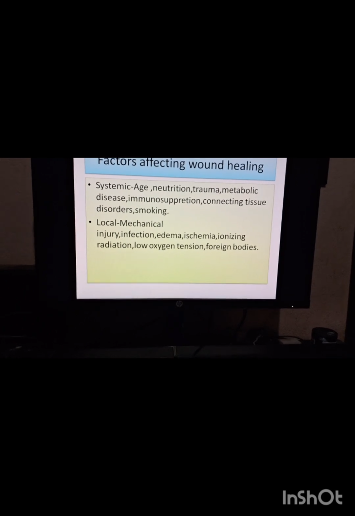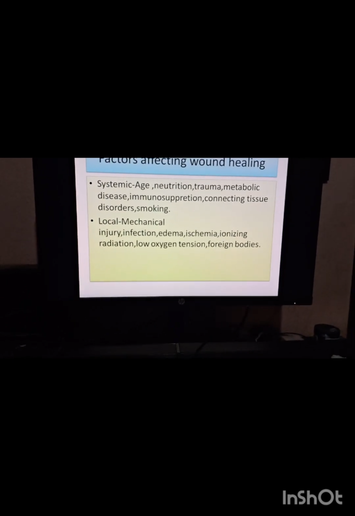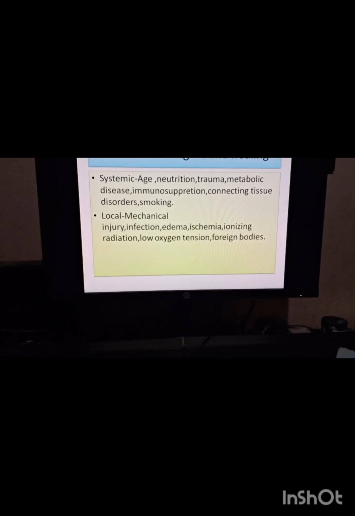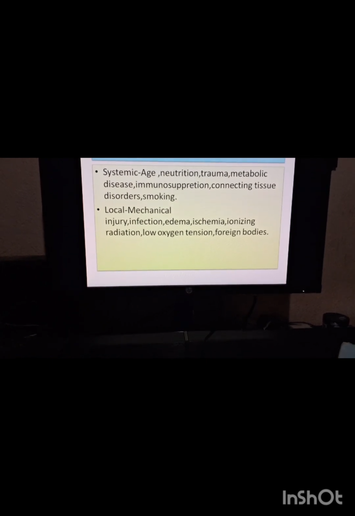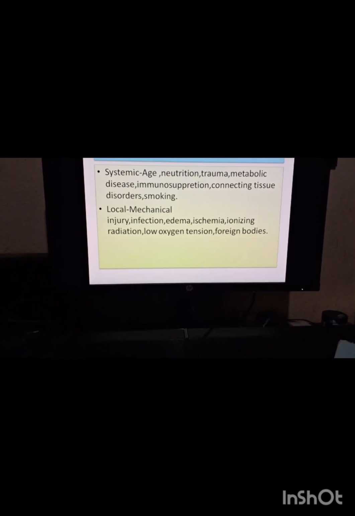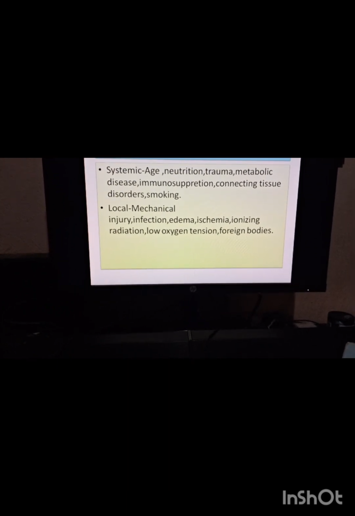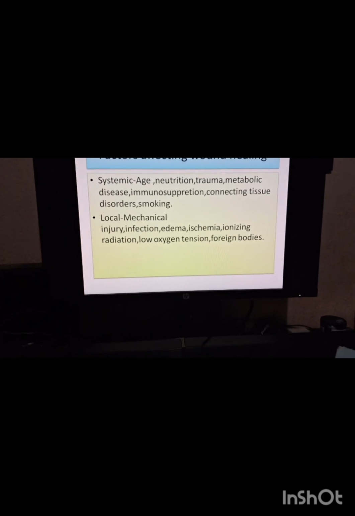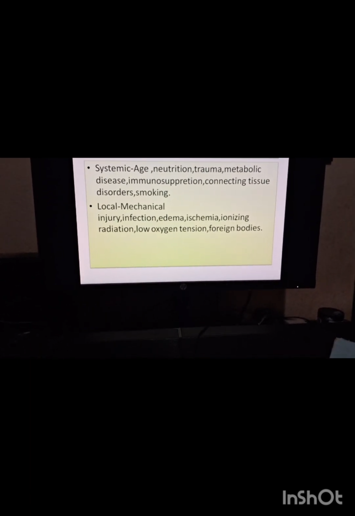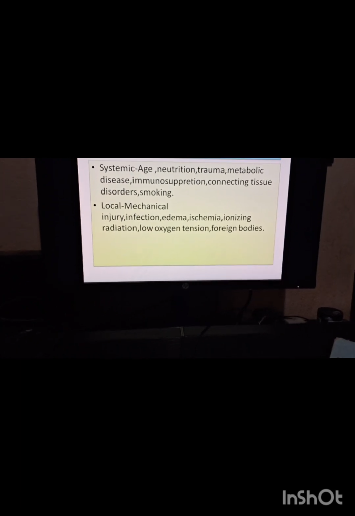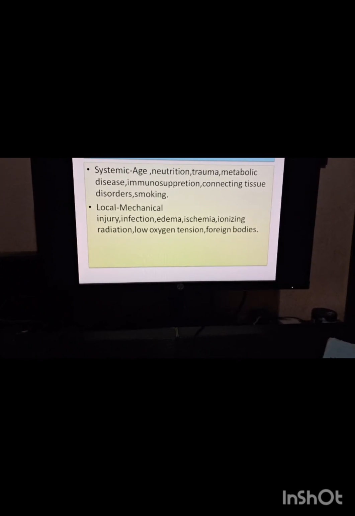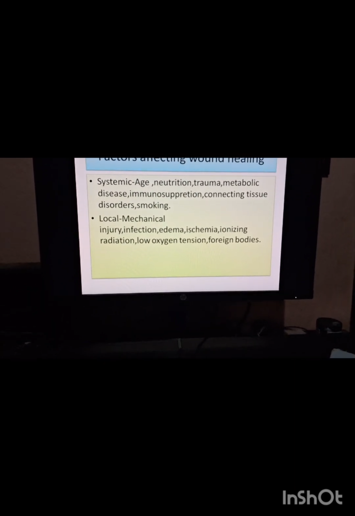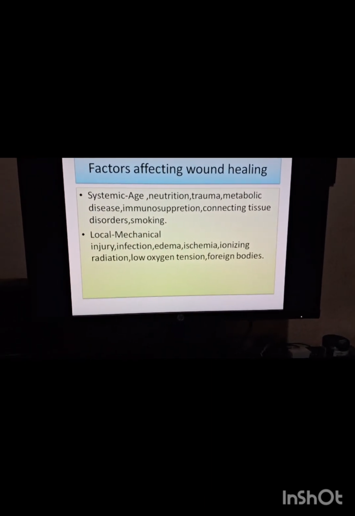Like age is unmodifiable. You cannot change the age of a patient. So among the factors affecting wound healing, some are modifiable, some are unmodifiable. You can improve the nutrition of the patient. If there is a local mechanical injury, you can give protection. If there is a foreign body, you can remove it. So these are the factors that affect wound healing and ulcer formation.